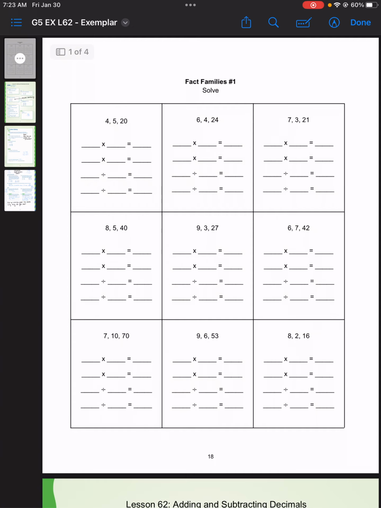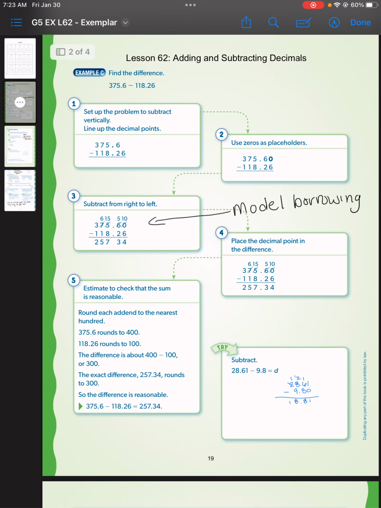As you jump into lesson 62, students are still focused on adding and subtracting decimals. The exemplars here support you with subtracting. This is why adding on those placeholders is critical. So again, you want to make sure that they're lining up their decimal points. They have to use that 0 as a placeholder here, and then make sure they are subtracting from left to right, and you might have to model some borrowing for students.